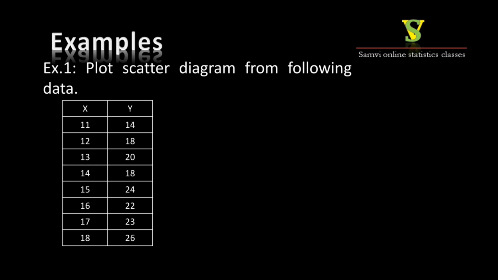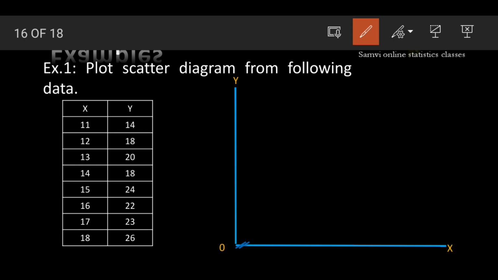If you want to plot a scatter diagram, first you have to draw the x-axis and y-axis. On the x-axis you take the x variable and on the y-axis you take the y variable. Before dividing the axes, you have to verify which is the highest value in the x variable and y variable. Here 18 is the highest value in x and 26 is the highest value in y. It means the x-axis will be divided into 18 equal parts, whereas the y-axis will be divided into 26 equal parts.